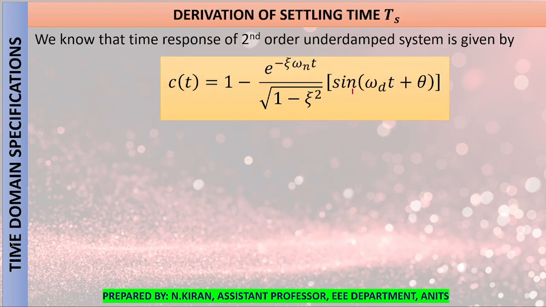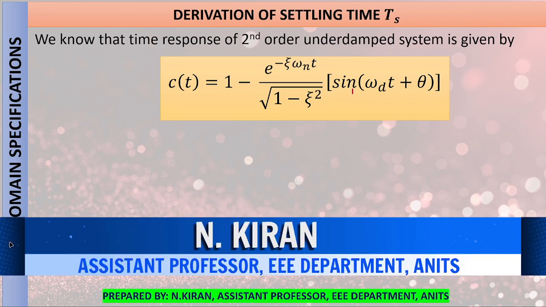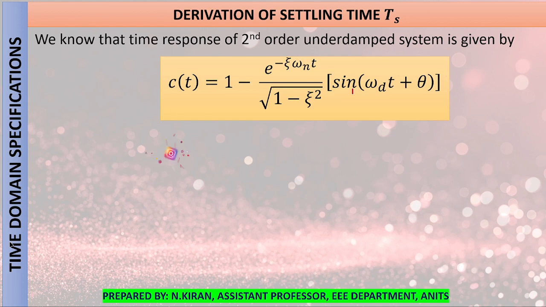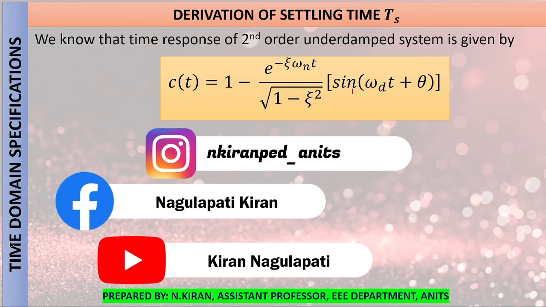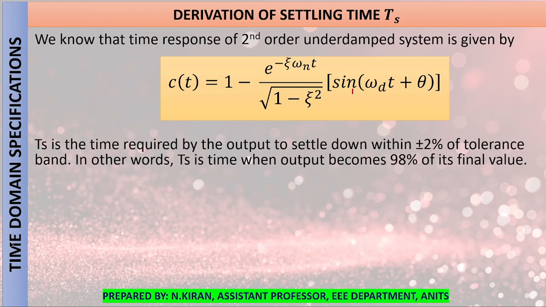And the last derivation is the settling time. We know the time response of a second order underdamped system: c of t is 1 minus e power minus zeta omega n t divided by root over 1 minus zeta square into sine omega d t plus theta. Since it is settling time, let us assume that we are considering a plus or minus 2% tolerance band, which will give me the settling time to be 98% of its final value. So the response c of t can be equated to 0.98.